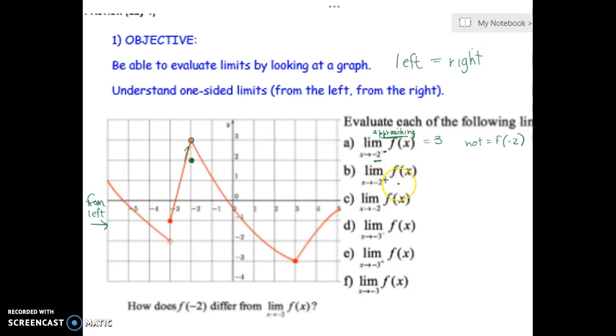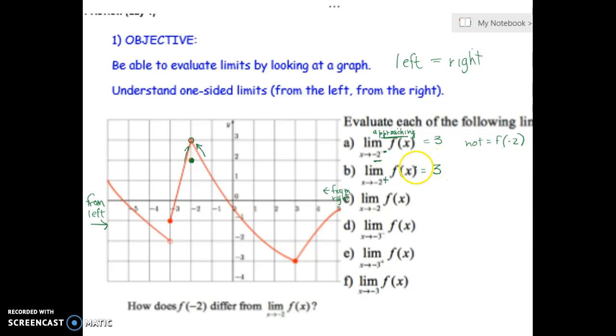On part B, our x's are approaching negative 2 from the right. So over here on the right, we're coming from positive infinity, heading towards x equals negative 2. We're coming in right over here. As we approach x equals negative 2, my y values are also approaching 3.